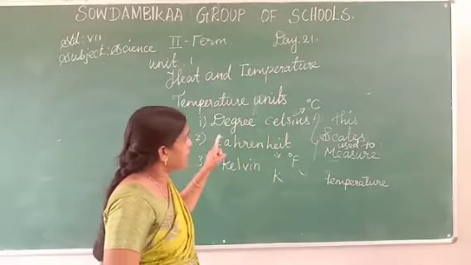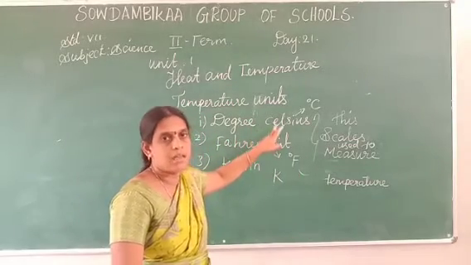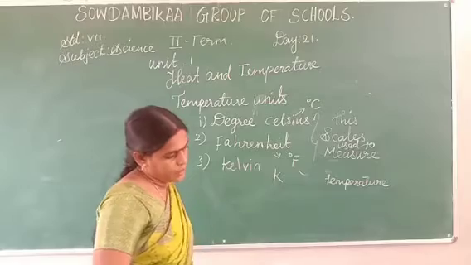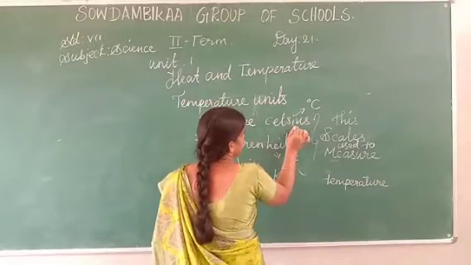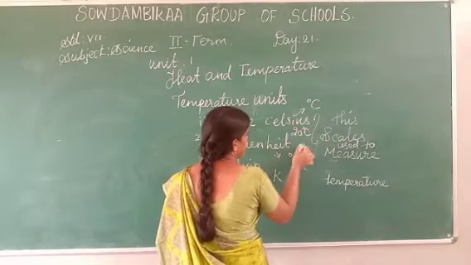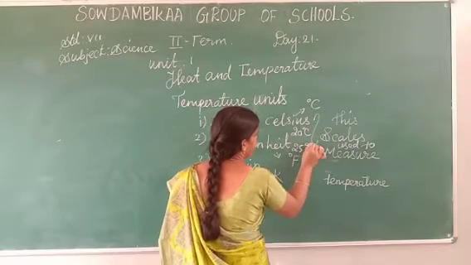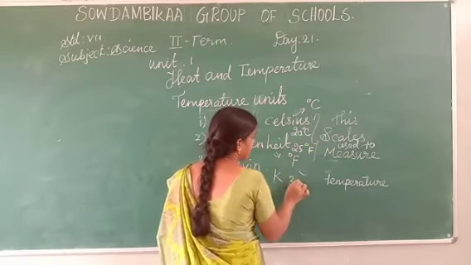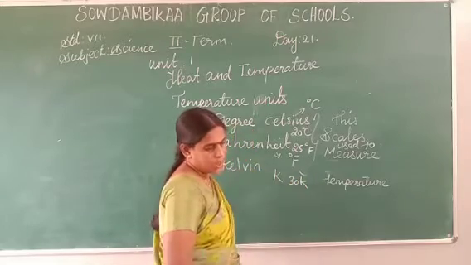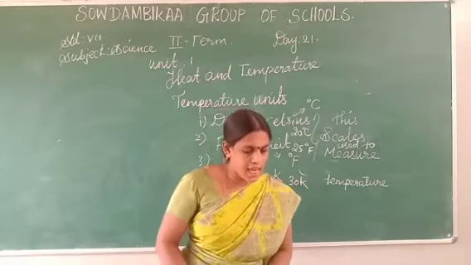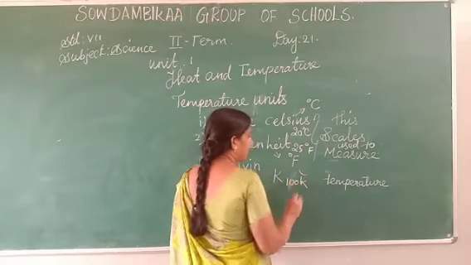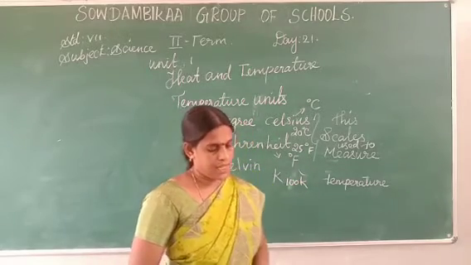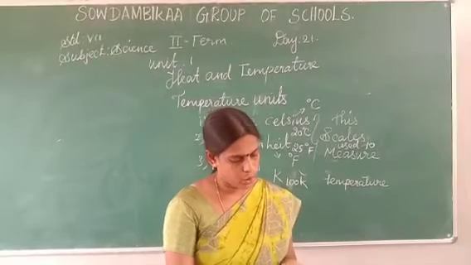How do you read this? 20 degrees Celsius. 25 degrees Fahrenheit. 30 Kelvin. Kelvin is written as K, for example, 100 Kelvin. The SI unit of the temperature is Kelvin, you know, yes.